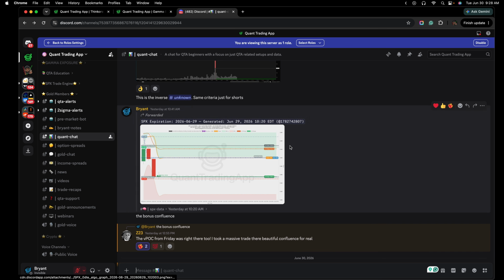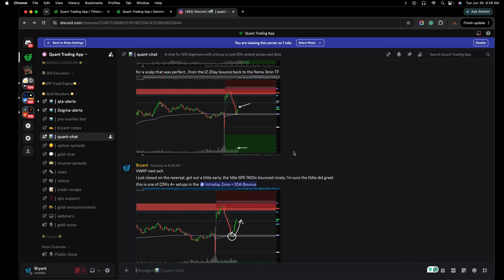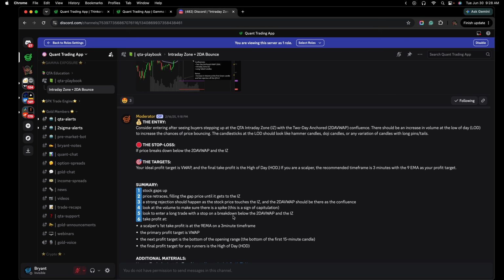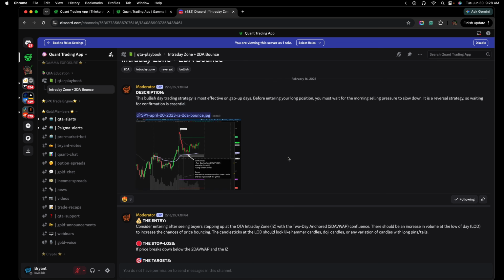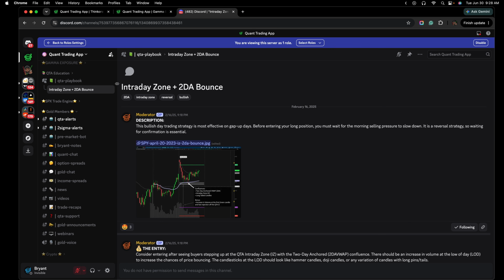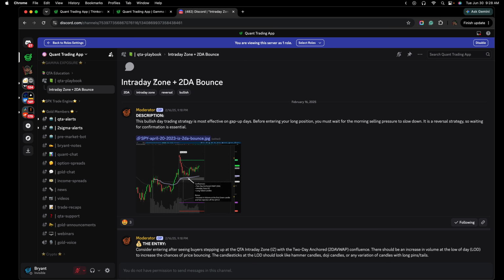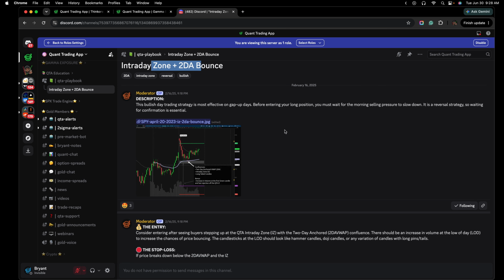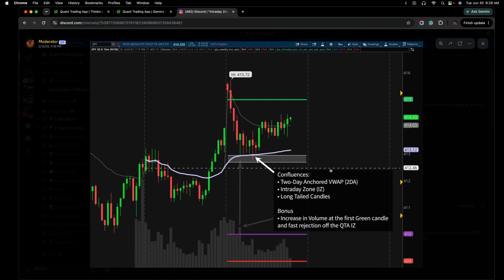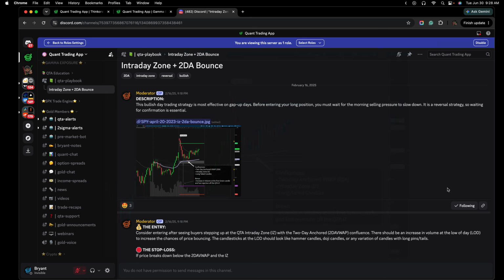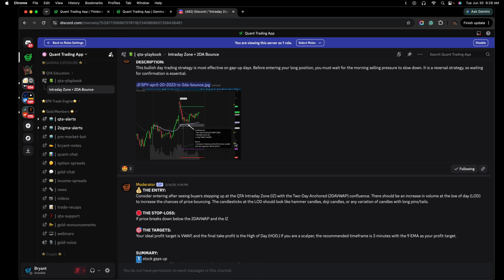Now, the important thing to understand is a setup. A setup is something that you can identify. It is duplicatable, it is repeatable, and that is exactly what we had here. So this is coming from the Quant Trading App Playbook. It is essentially the intraday zone plus the 2-day anchored VWAP bounce. As you guys can see, this is a previous example of it. This is what we're looking for, the confluence of the 2-day anchored VWAP and the intraday zone. Now, if we get long tail candles, that is a bonus. If we see an increase in volume at the first green candle, that is a bonus. These are the things we want to take note of.